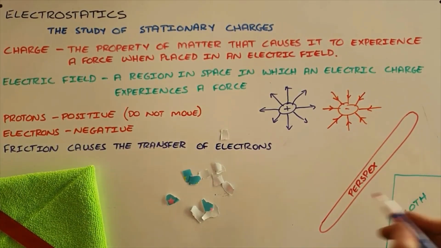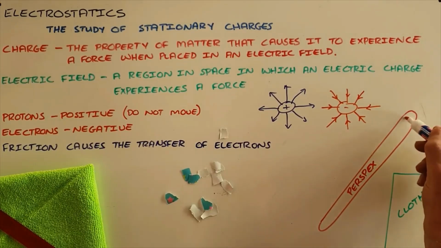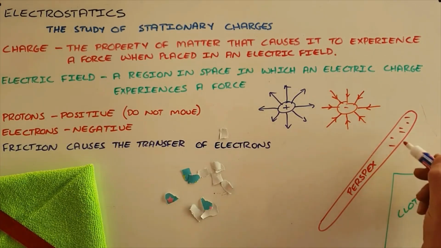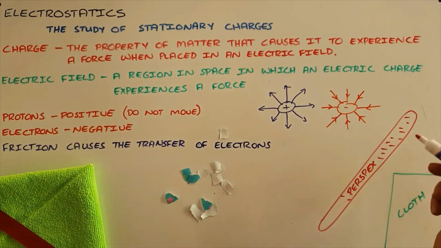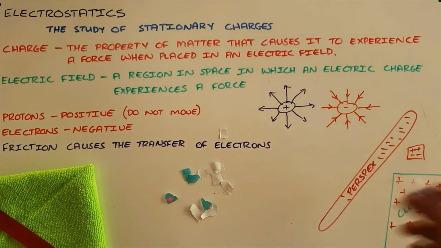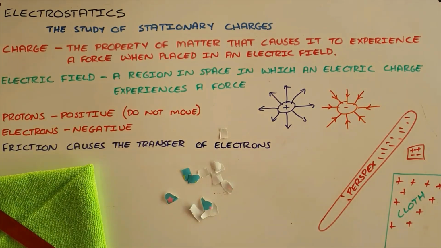So what we've shown here is that through the friction between the perspex and the cloth, we have built up an excess of electrons that have been transferred from the cloth onto the perspex, which makes this perspex negatively charged. It also makes the cloth slightly more positively charged. And the fact that there is now a charge buildup on this piece of perspex means that it is able to attract the positive charges that are present in the pieces of paper, which causes this attraction that we have seen in this demonstration.